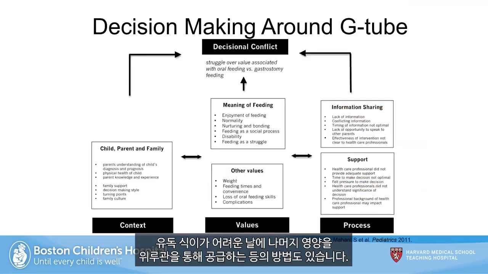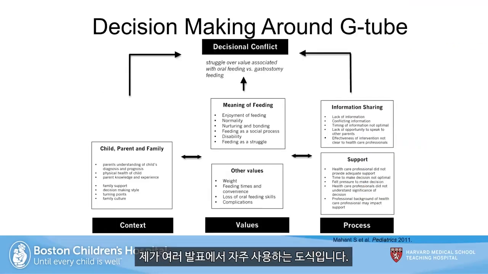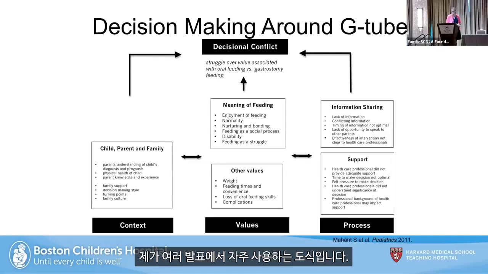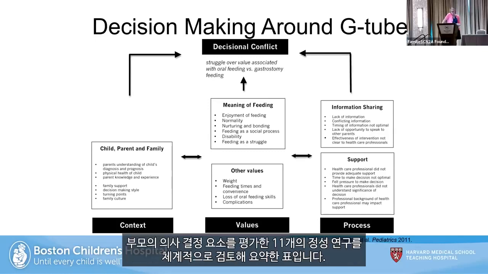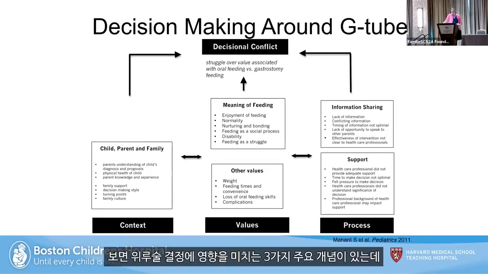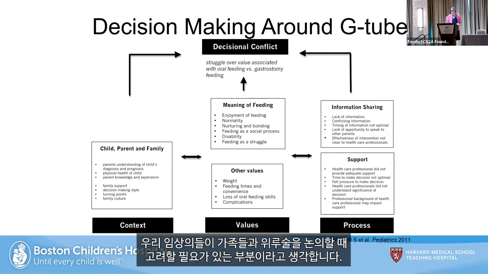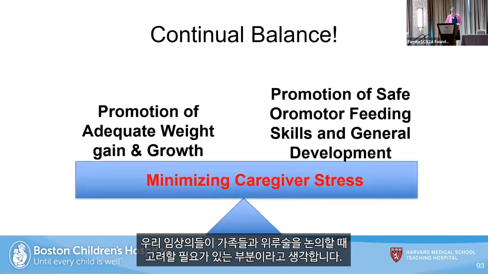And I always use this in some of the talks that I give, because it's actually a really nice summary. It was a systematic review of 11 qualitative studies assessing parents' decision-making around G-tube in patients with neurologic disability. And they came up with 3 main concept areas that impacted families' decisions around the G-tube that I think we as clinicians need to consider when having these conversations.